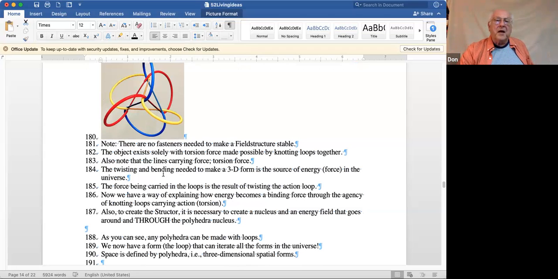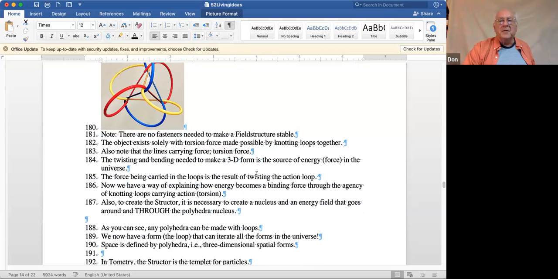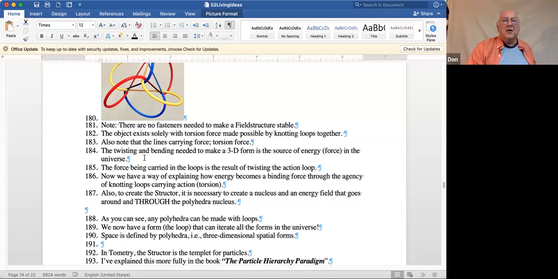Also note that the lines carrying force are torsion force. The twisting and bending needed to make a 3D form is the source of energy in the universe. So torsion is how this universe creates form out of loops.